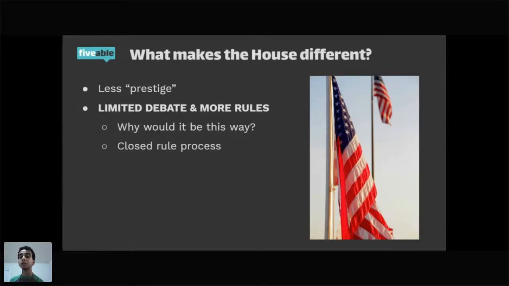It's called a closed rule process, which means that the amount of amendments that can be added onto a bill is closed. So there's not unlimited debate or unlimited amendments that can be added. That's something that you'll see is very different from the Senate, because the House has more people.